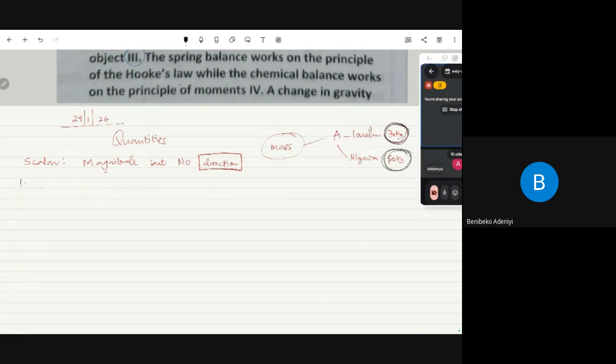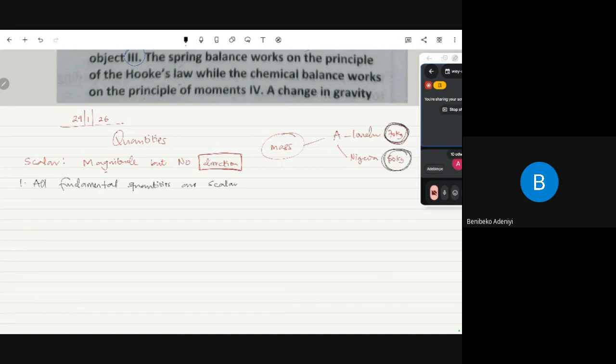The first example I'm going to give you: all fundamental quantities are scalar. That's the first basic example. So if you know the fundamental quantities, you already know that all of them are scalar.